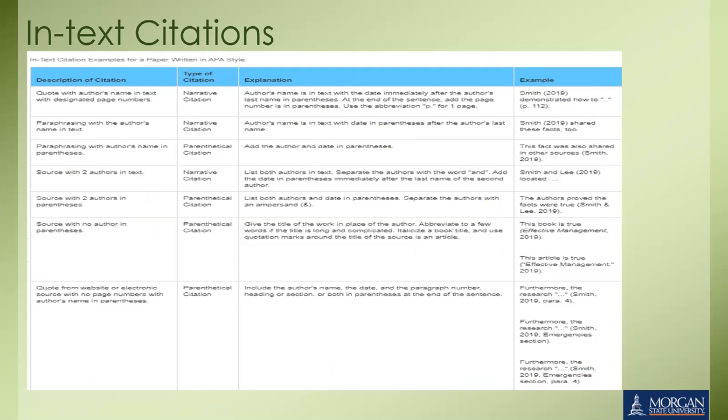Again, this is now giving you some more information, like a quote with the author's name in text with designated page numbers. So this is what I was referencing a few minutes ago. So again, this information has not changed. If you recall how to do it from the 6th edition, it is also the same in the 7th edition.